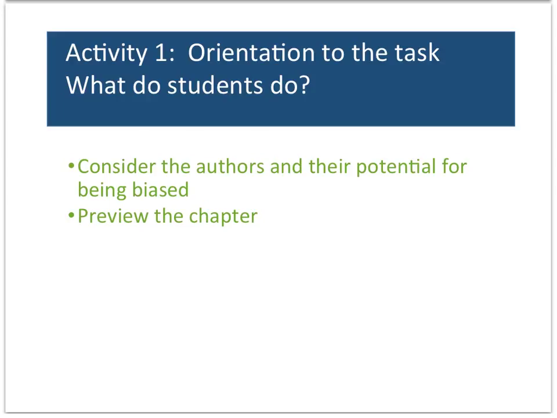One of the things that you're asking them to do when they read a chapter is consider the authors of that chapter and their potential for being biased, because historians will tell you that everything that is written about history is open to question, and you always have to take into account the bias of those things, even if it's a history text chapter. So they're going to preview the chapter, and they're going to consider who the authors were and what kind of stance they might be taking as they wrote this chapter.